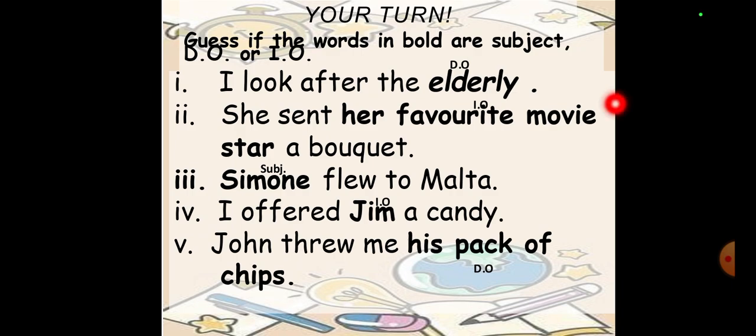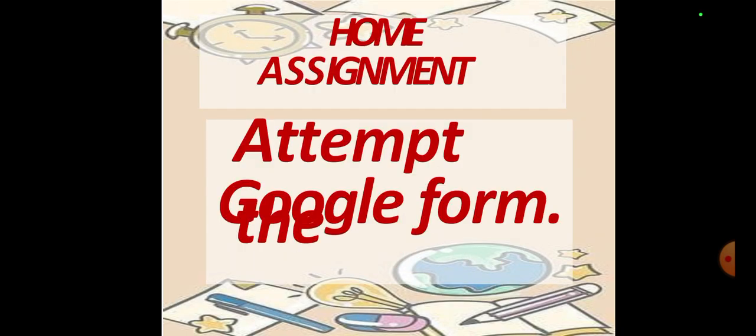Your turn. You have to guess whether the words in bold are the subject, direct object, or indirect object. I look after the elderly: here it's a direct object. Whom do you look after? The elderly. She sent her favorite movie star a bouquet: here her favorite movie star is an indirect object. Simon offered, here this is the subject. I offered Jim a candy: Jim is an indirect object. To whom did I offer it? Jim. John threw me his pack of chips: the pack of chips is a direct object.